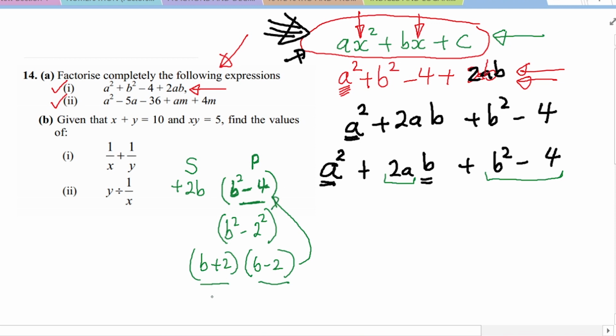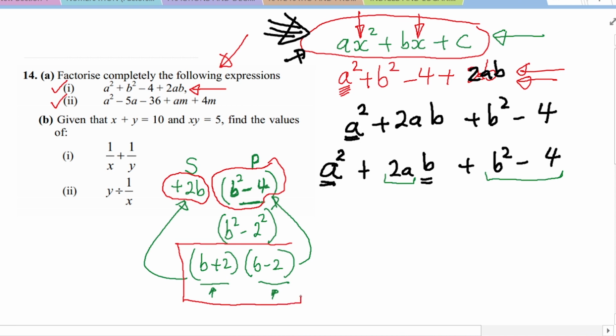Okay? Then when I add this and that, b plus 2 and b minus 2, I'll end up with positive 2b. So it means that the two numbers we are looking for, whereby when we add them we get positive 2b, and when we multiply them we get b squared minus 4, are these ones right here. So those two numbers are going to come and replace this middle part.